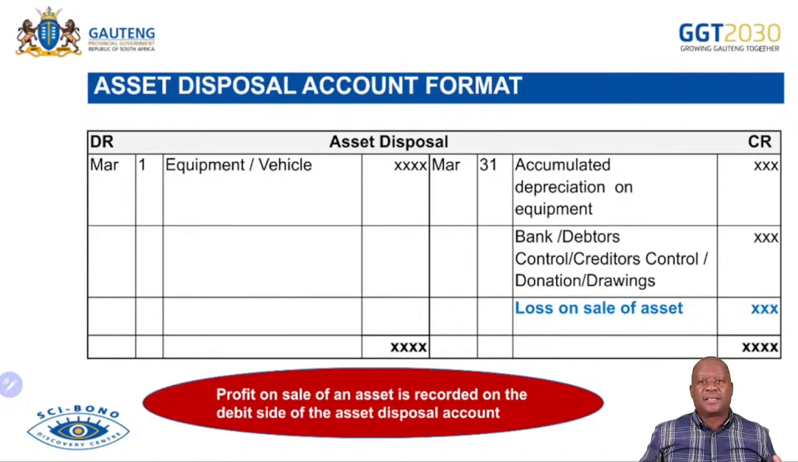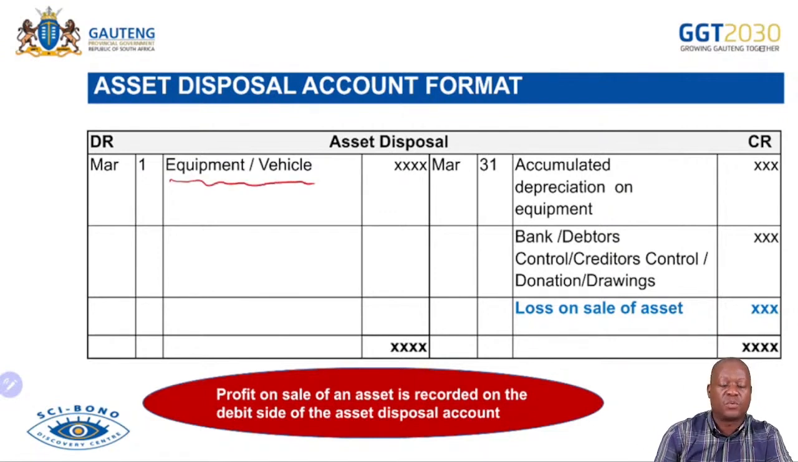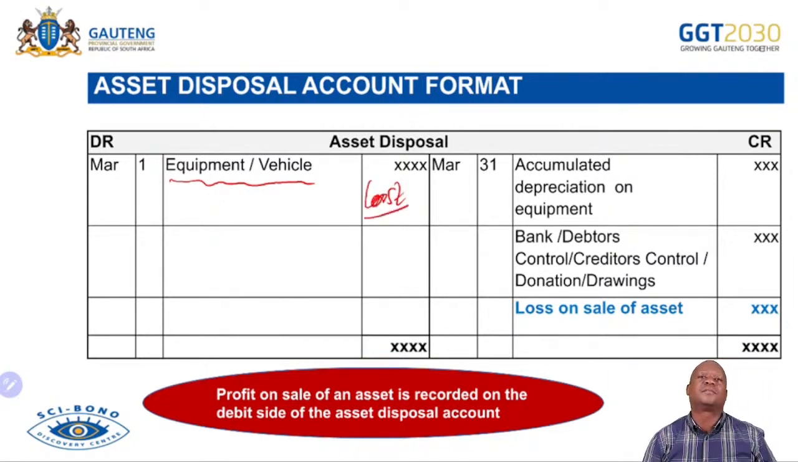What does an asset disposal look like? There it is. We can dispose of either our equipment or our vehicles. Now, the cost price of our equipment or our vehicle is recorded here. Remember, the cost price is the amount that we paid for the asset, and because of that, it never changes. Usually when you are expected to prepare an asset disposal account, this one is given.